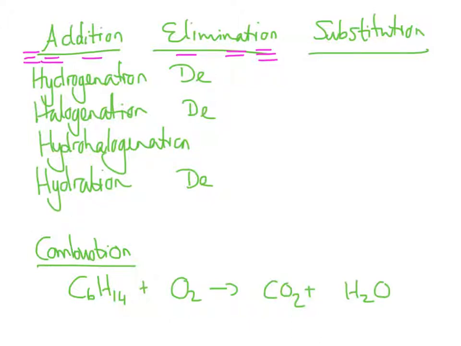Now, in hydrogenation, I add hydrogen. In halogenation, I can add chlorine, or bromine, or iodine, or fluorine. In hydrohalogenation, I'm adding something like HCl, or HF, or HBr. In hydration, I am adding water. Eliminations are just the reverse of those. Substitutions, you've got various substitution reactions. You can take alkanes to haloalkanes back to alkanes, haloalkanes to alcohols, alcohols back to haloalkanes.